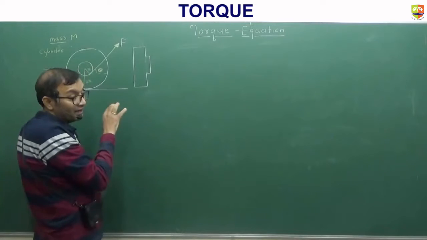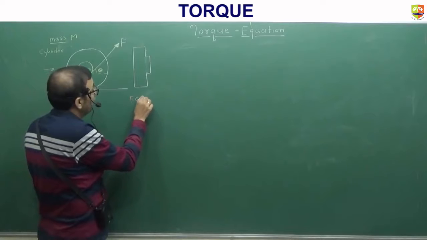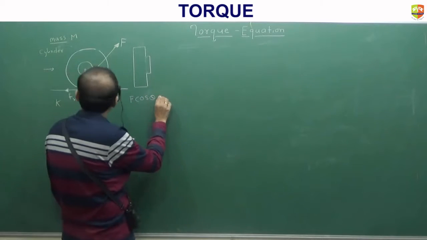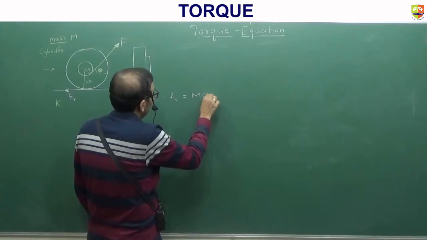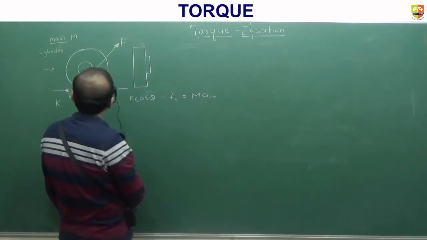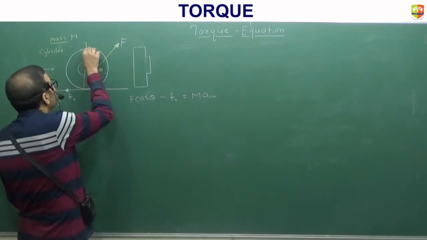So if I write net force along x direction is equal to mass and acceleration, I'll get F cos theta minus friction is equal to what? M into A cm. Vertical direction I will not write because the unnecessary normal force will come into play.